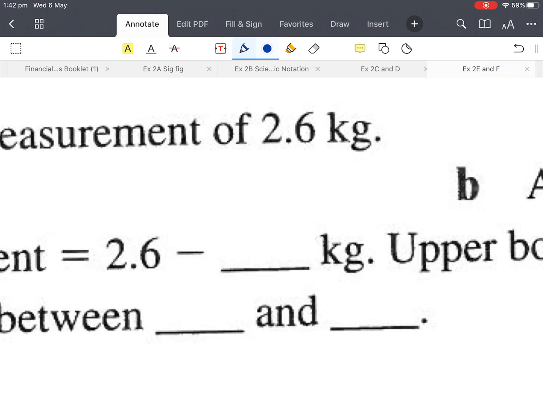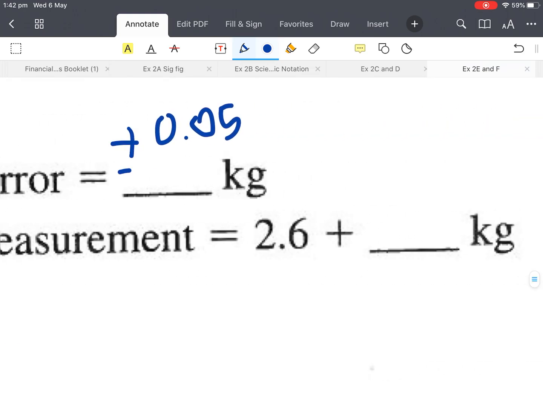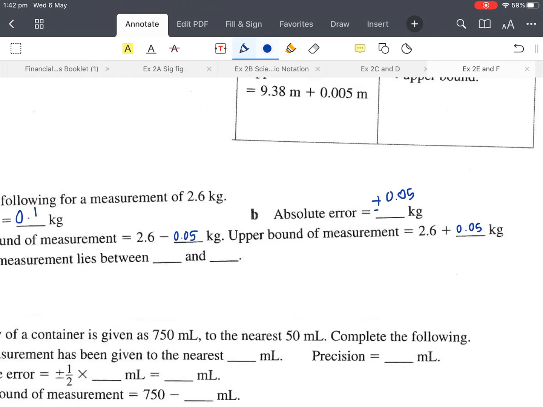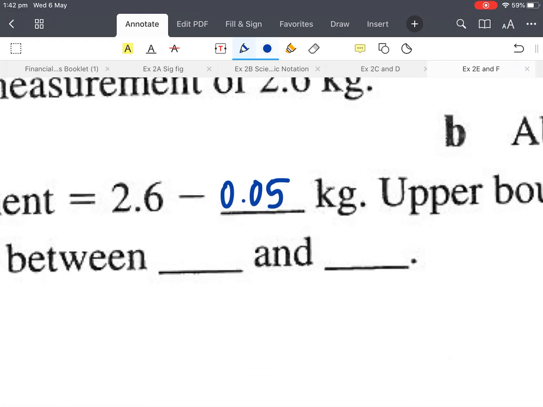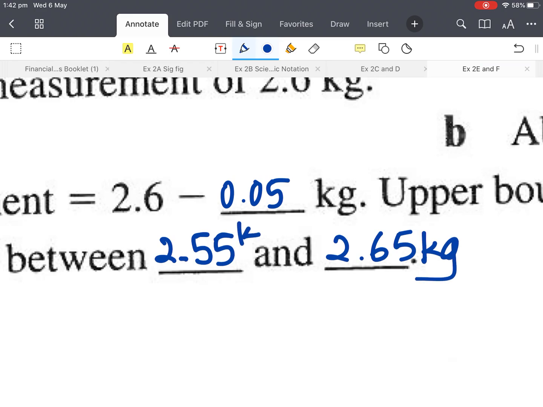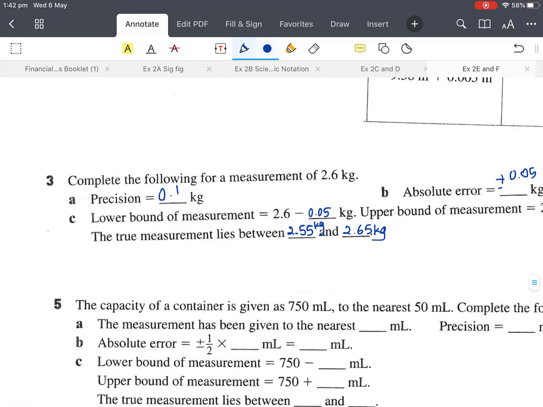So lower bound will be 0.05 subtracted from 2.6. Upper bound will be 0.05 added. So my measurement must lie between 2.6 minus 0.05, which is 2.55, and added is 2.65. Don't forget your units of kilos if you can fit them in.